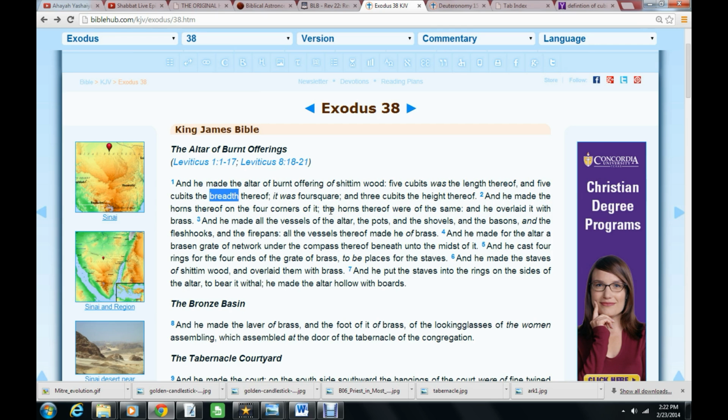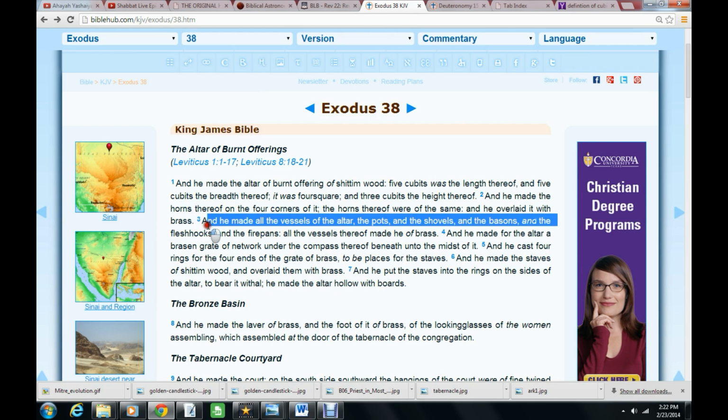And he made the horns thereof on the 4 corners of it. The horns thereof were of the same. And he overlaid it with brass. And he made all the vessels of the altar, the pots and the shovels and the basins and the flesh hooks and the fire pans. All the vessels thereof made he of brass.